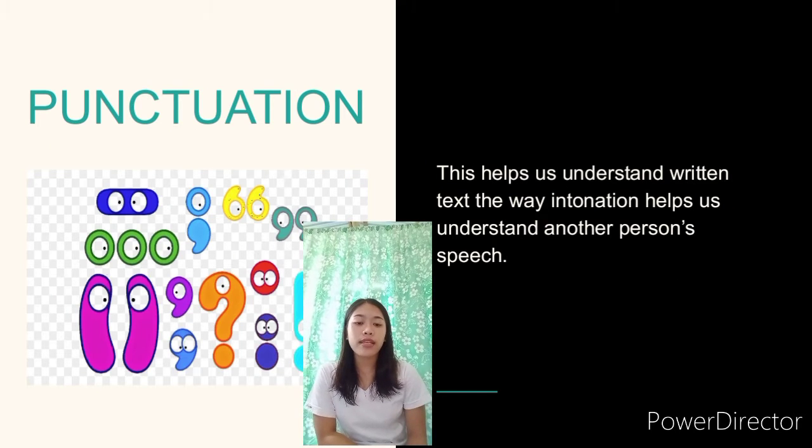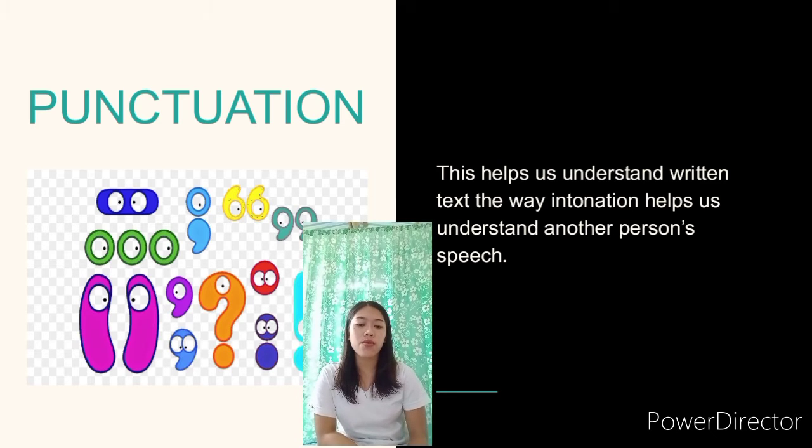So the fourth one is the punctuation. This helps us understand written text the way intonation helps us understand another person's speech.